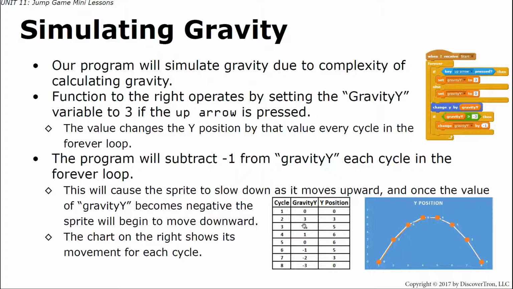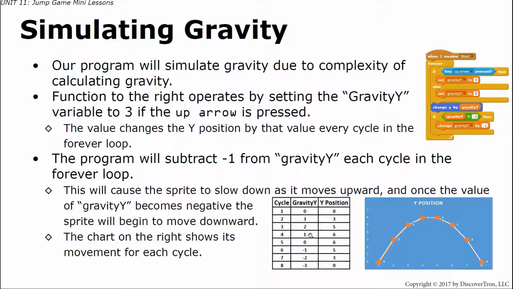Okay, next on cycle 2, gravity Y is now 2 because we subtract 1 from right here, just like the other code you saw. Because if gravity Y is greater than -3, which it is because it got set to 3 right here, then we're going to change gravity Y by -1, and you'll notice its position is now 5, okay? Because we subtracted 1, which is 2, but the 2 is still positive, so we added it to its current Y position, which moved up to 5.